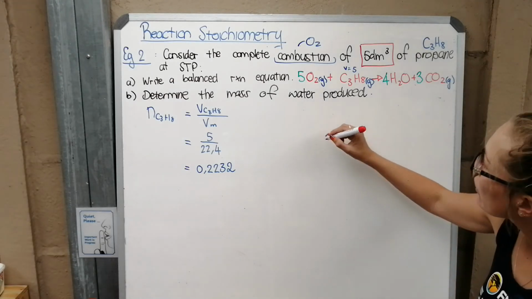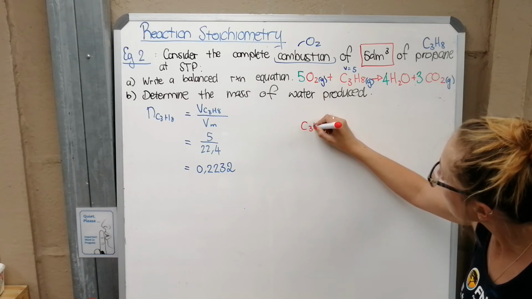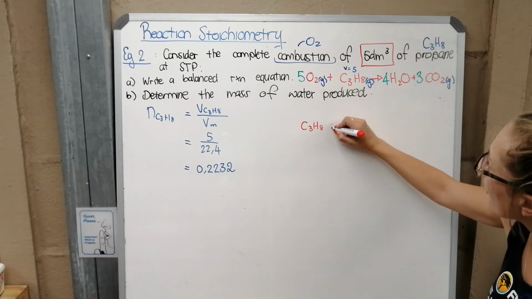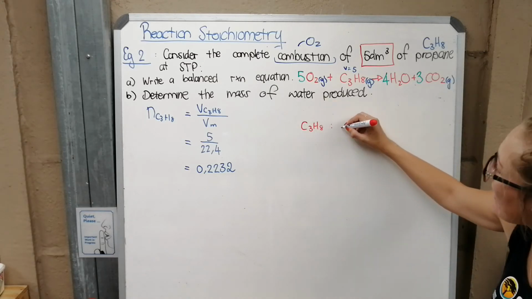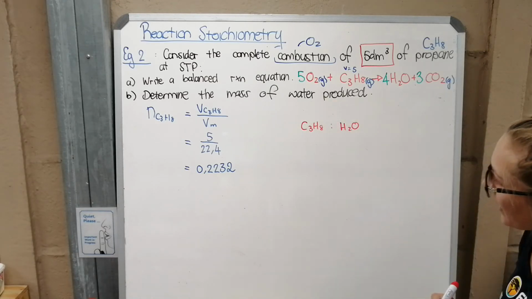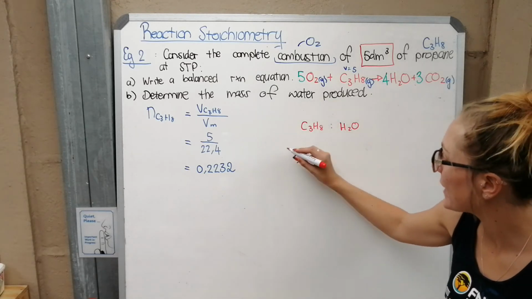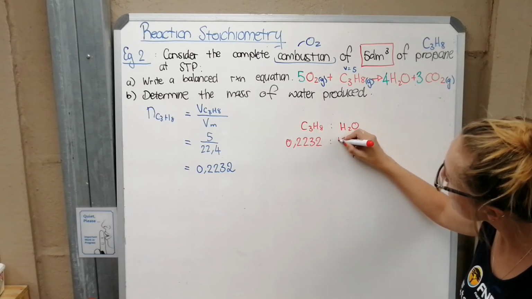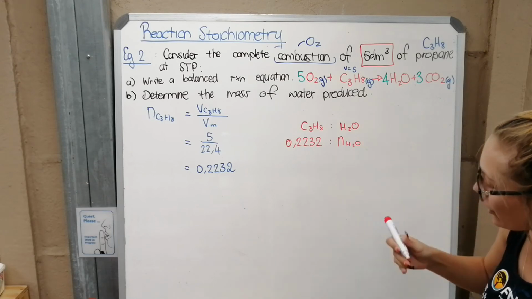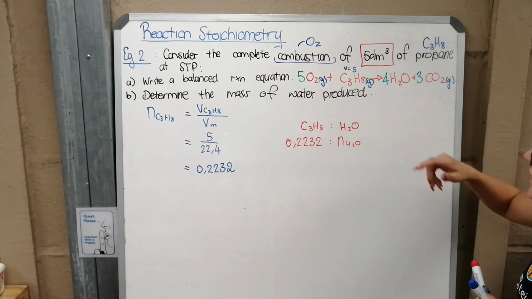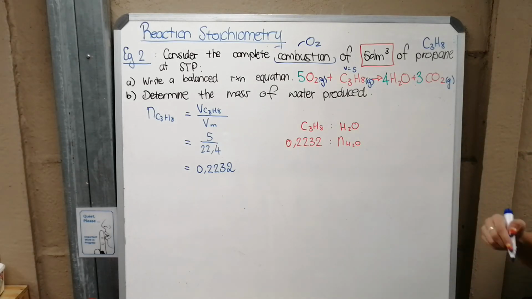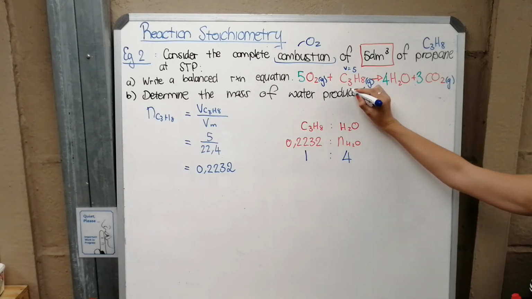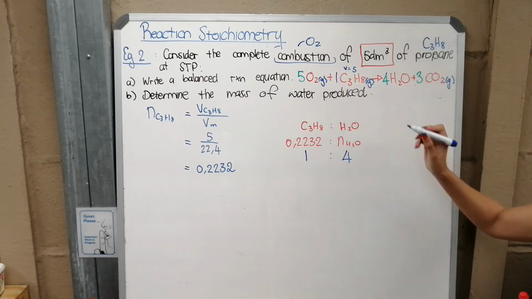Next up is the mole ratios. So we know about C3H8, and we want to know about water, H2O. So we're going to write down what we have. We've got 0,2232 is to the number of moles of H2O. And now from our balanced reaction equation, that is a 1:4 ratio. There's a 1 there and our 4 for H2O.